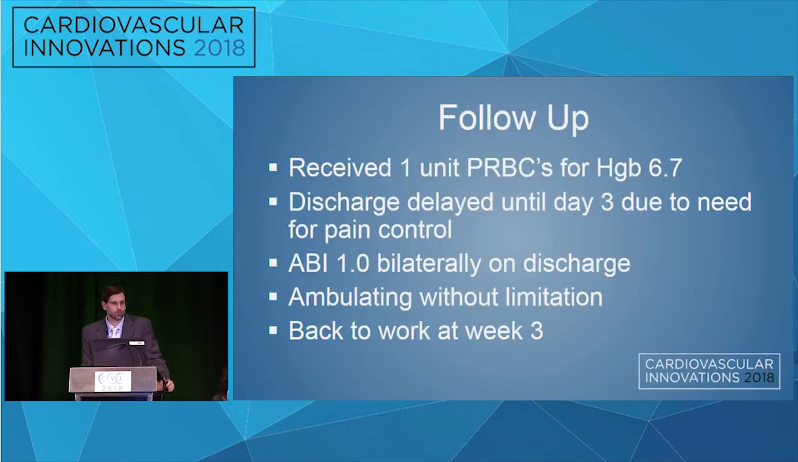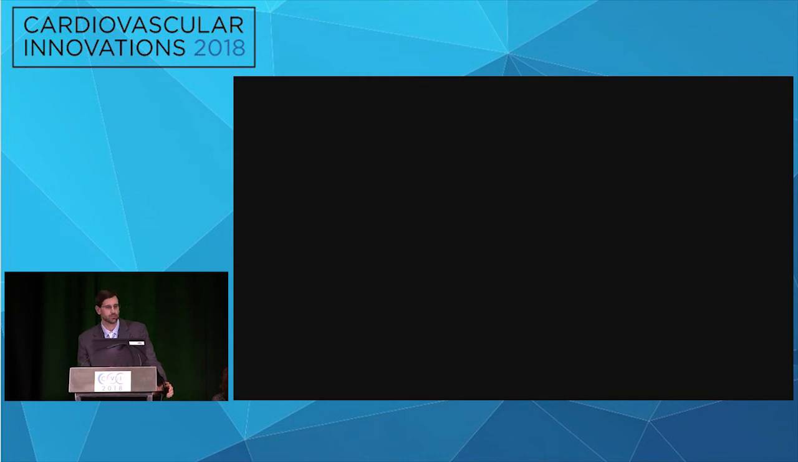So follow-up, he only received 1 unit of blood. We probably could have sent him home the next day, but he was having a lot of right lower back pain from this bleed, so we kept him for some pain control. But by discharge, he had ABI of 1.0 bilaterally, ambulating without difficulty, and went back to work at week 3. Thank you.